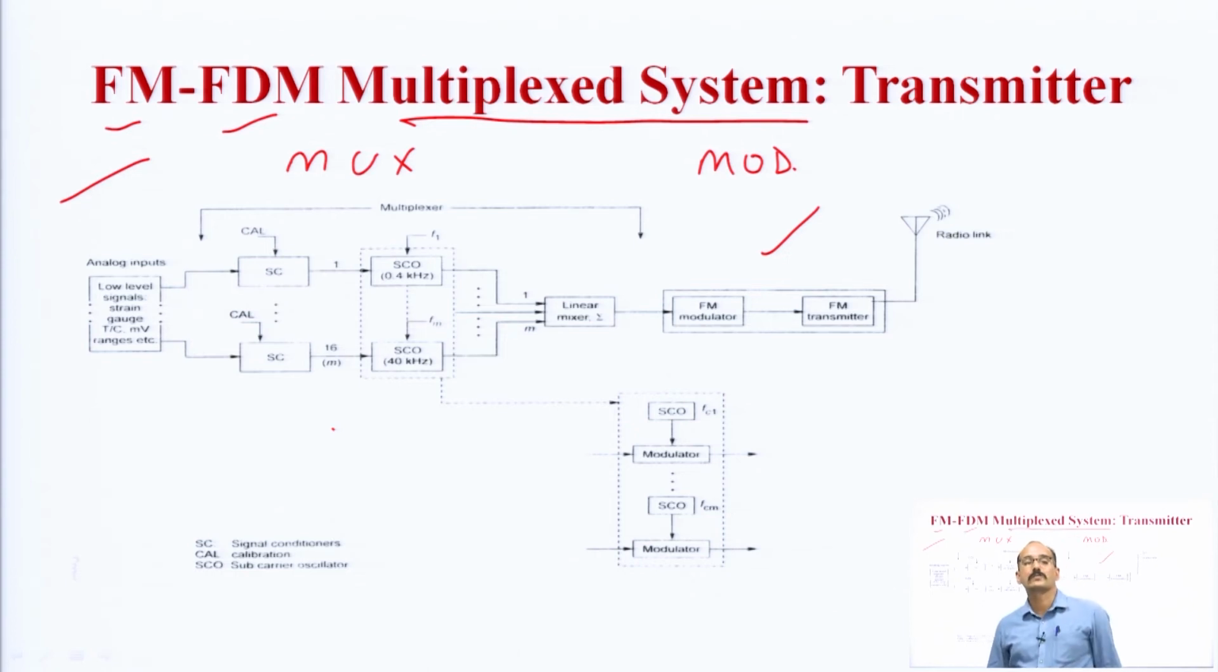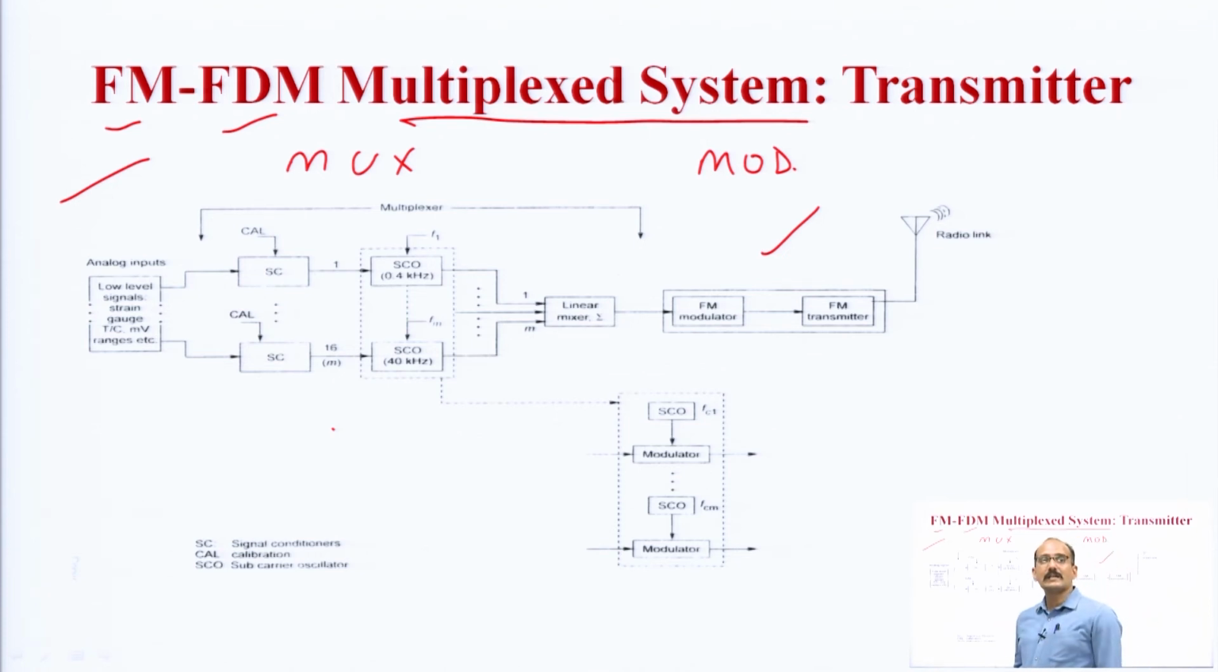Now, how is it going to be performed on a telemetry system? See here, we have various sensors in a telemetry system. These systems basically generate analog inputs that are low level signals of strain gauge, temperature sensors, or pressure sensors. They may be single or they may be multiple.